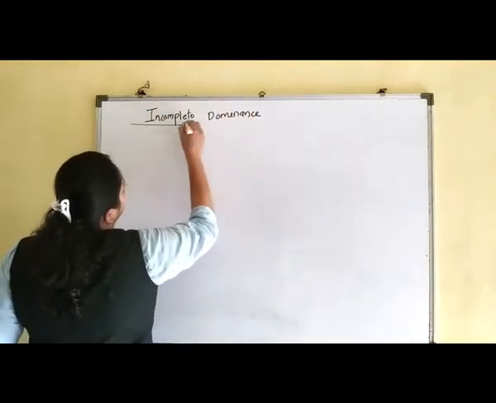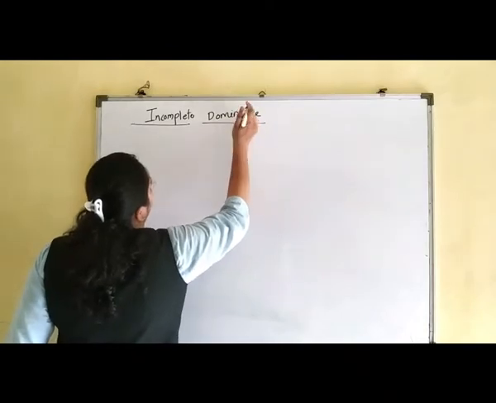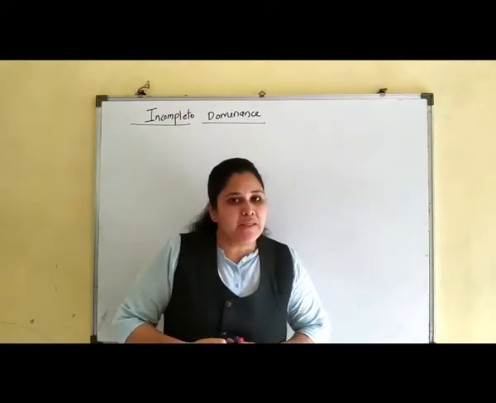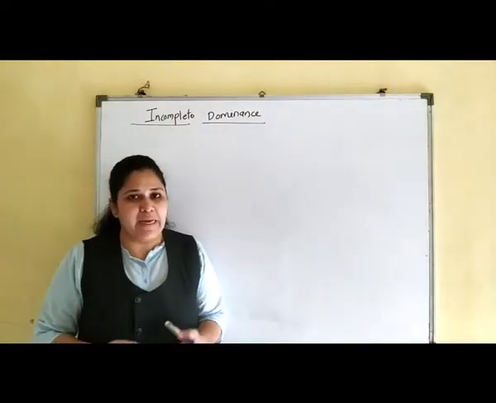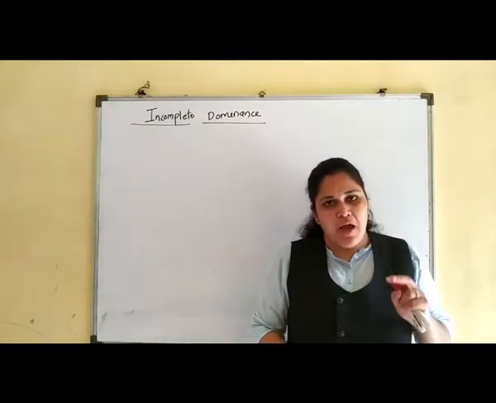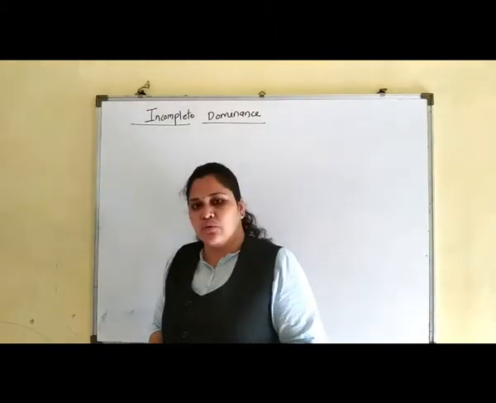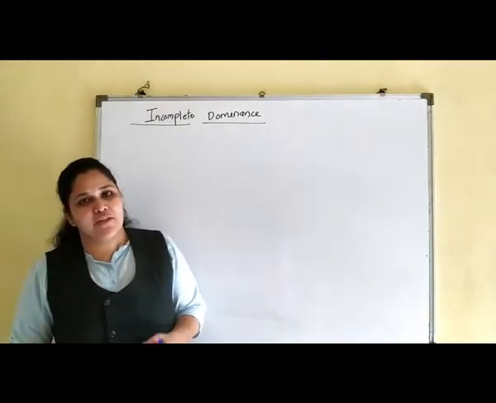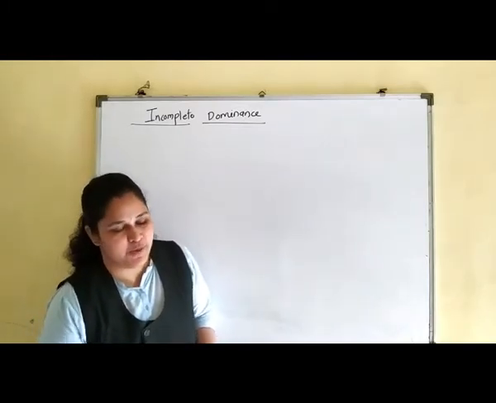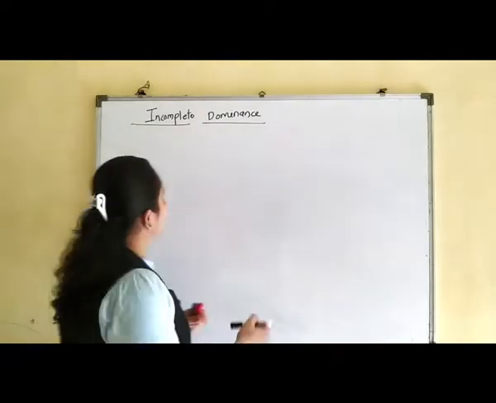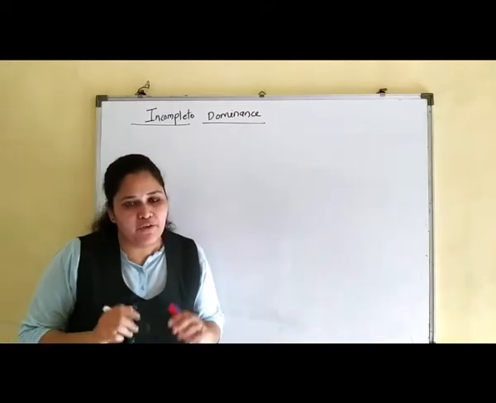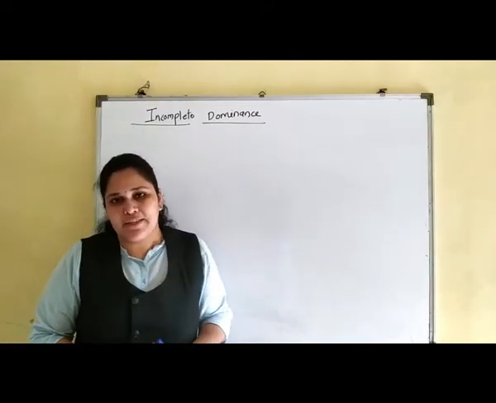The first example of allelic interaction is known as incomplete dominance. Now what is meant by incomplete dominance? According to Mendel, we know what is meant by dominance. Out of two alleles, the one which is expressed in the F1 generation, we call it the dominant one, whereas the one which is not expressed is known as recessive. Now incomplete dominance does not follow Mendel's law of dominance.